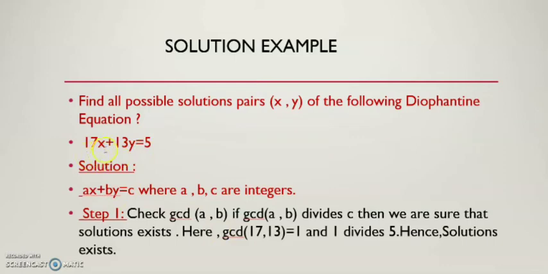The coefficient of X is 17 and the coefficient of Y is 13. So if we calculate the GCD of 17 and 13, we get 1. The GCD of 17 and 13 is 1. And we see that if GCD of A, B divides C, then we are sure that the solution exists. Here C is 5. So we see that GCD of 17 and 13 is 1 and 1 divides 5. So since 1 divides 5, that means the solution exists.